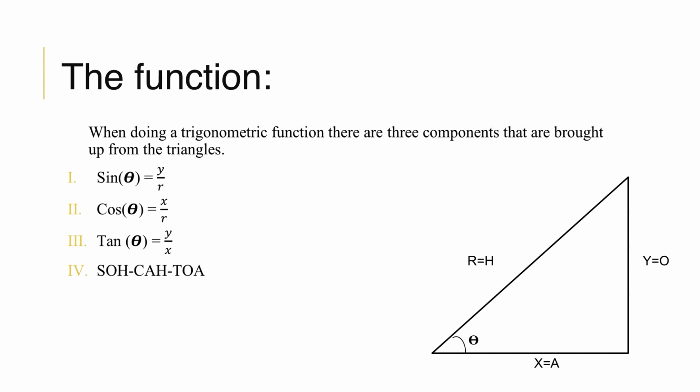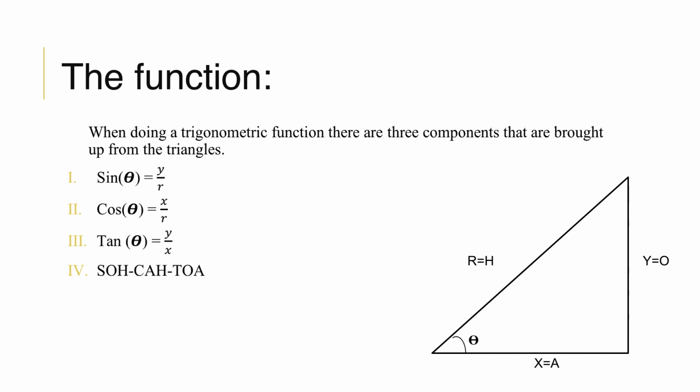So just getting to know the functions, when doing a trigonometric function, there are 3 components that are brought up from triangles. We will be learning 3 functions known as sine, cosine, and tangent. Sine of theta is equal to y over r, or the opposite over the hypotenuse. Cosine is x over r, or the adjacent over the hypotenuse. And tangent is y over x, or the opposite over adjacent.